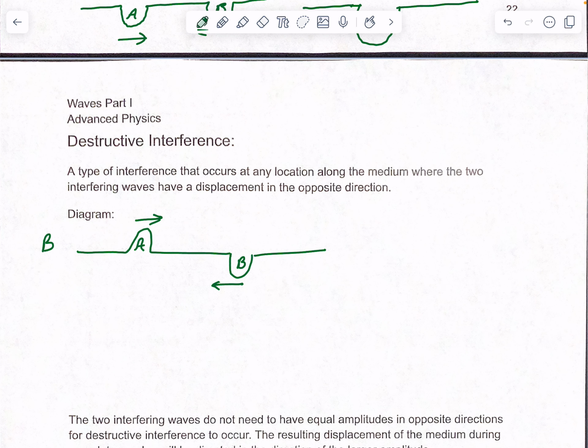So what's going to happen when they reach each other? This would be a positive, and this would be a negative. For the sake of this one, we're going to say they both have the same amplitude. So let's say this is a positive 5, and this is a negative 5. So once they meet in the middle, what's going to happen?